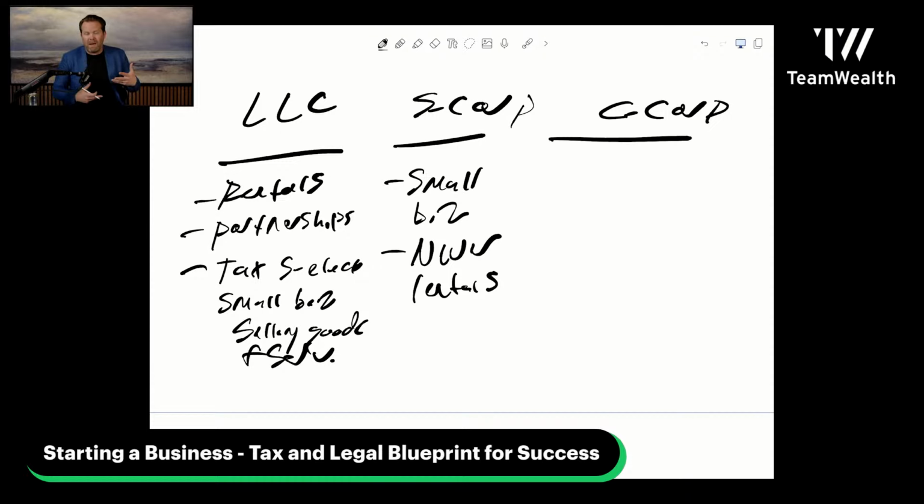Well, there are passive loss limitations in an S corp that are going to make that loss unusable, and you can even lose the S corporation tax status. So it's a mess. Avoid putting rentals into an S corporation.